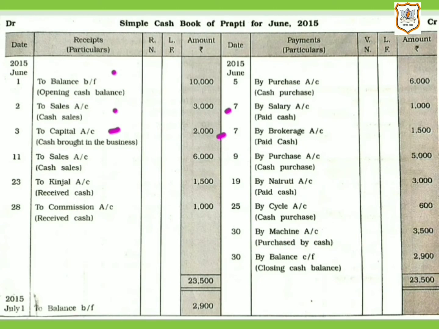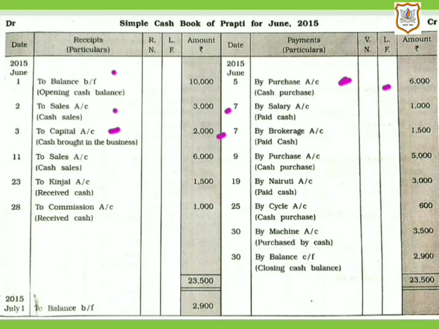Cash purchase. Date 5th, cash purchase rupees 6,000. Again, this is a cash transaction, but here if we purchase any goods, in order to purchase it, we must pay the money. So here cash is going out of business. So here we will record it on credit side, that is on payment side, By purchase account. June 5th, By purchase account, amount 6,000.